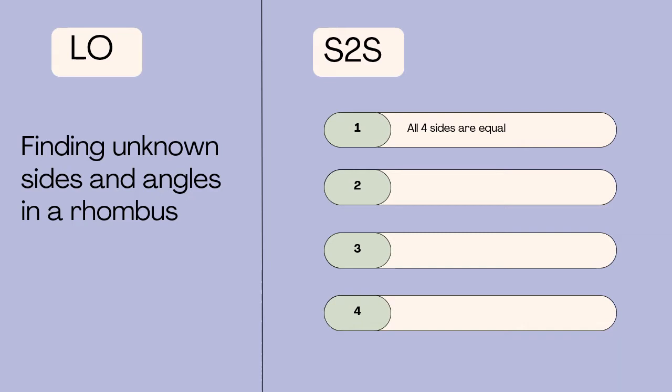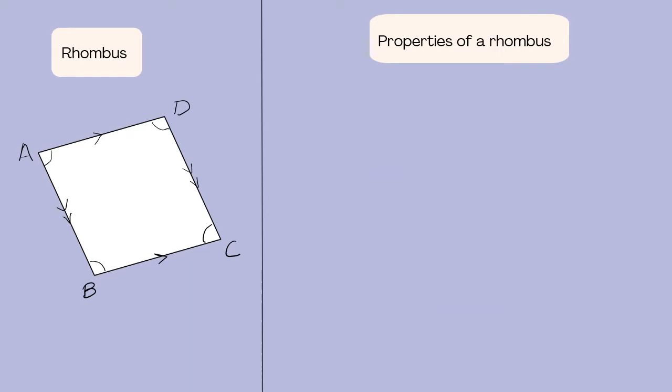So the first one is we know that in a rhombus, all sides are equal, opposite sides are parallel, opposite angles are equal, and consecutive angles add up to 180 degrees. I will show this to you later on. So let's just quickly recall the properties of a rhombus. So we have a rhombus on our left hand side labeled A, B, C, and D, and you can see parallel lines between AB and DC and BC and AD.